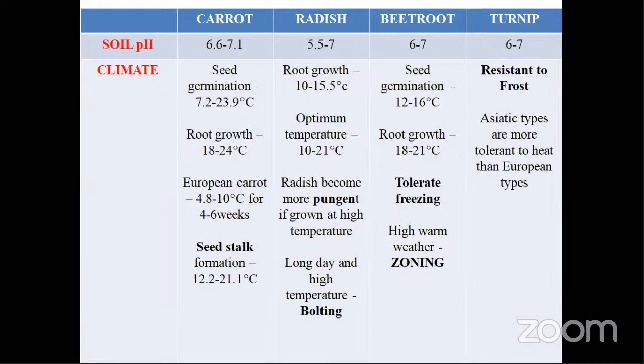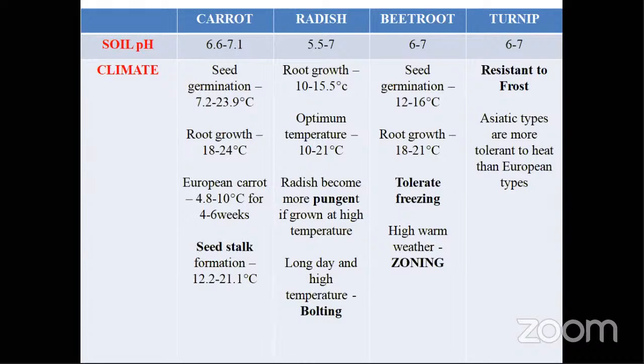For beetroot, we have the seed germination temperature 12 to 16 degrees, and the root growth is similar to that of carrot, that is 18 to 21 degrees, and it is tolerant to freezing compared to any other root crop in this particular slide. And at high temperatures, it has zoning. At high temperatures, radish has bolting.